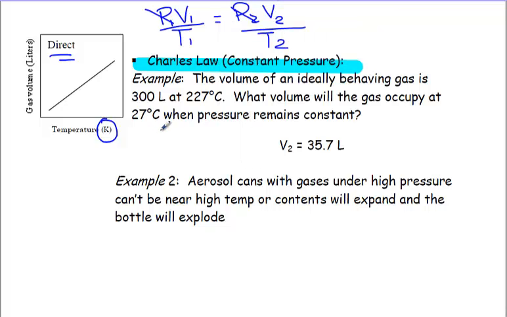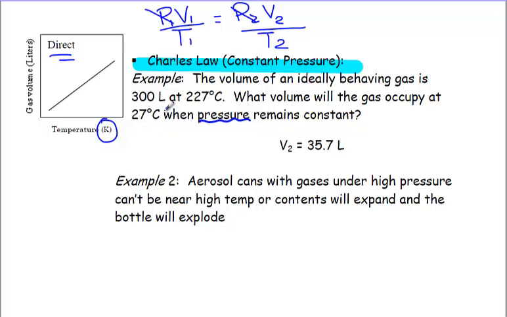The example: the volume of an ideally behaving gas is 300 liters at 227 degrees Celsius. What volume will the gas occupy at 27 degrees Celsius when pressure remains constant? So they're telling us pressure is remaining constant. Then I have to study and say to myself, what law does this follow? This is Charles's law. All right, so I'm going to set this up.